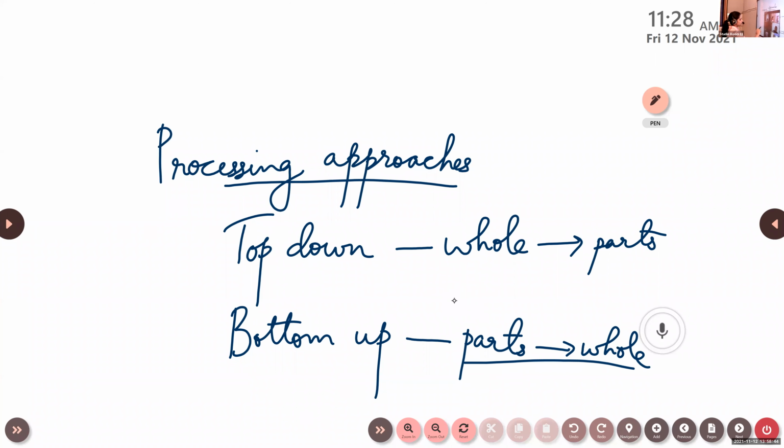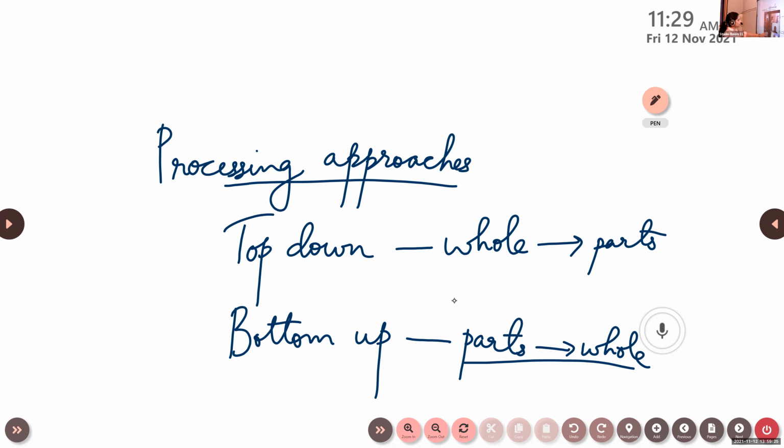Devika, just read the heading of this. No, what I've written on the board. Processing approaches. Top down is from whole to parts, and bottom up is from parts to whole. Now here, when you read this, it is your visual sensation, isn't it? Yes, you can see it, so sensation is already happening there. You read it as processing approaches because you are already trained in the English language. You are literate. You can read it.